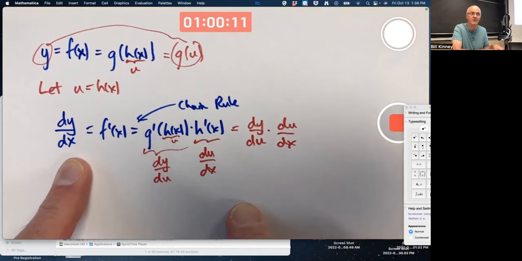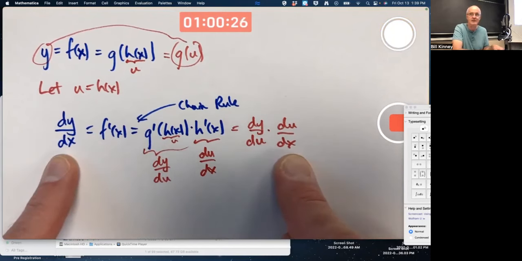Is that a rigorous proof? No. But it's nice. It's a convenient fiction. Remember I said calculus is full of convenient fictions? This is one of them. To pretend you can go from here to here by canceling the du's. You're not really canceling them because these are not really fractions, but it doesn't hurt to pretend.